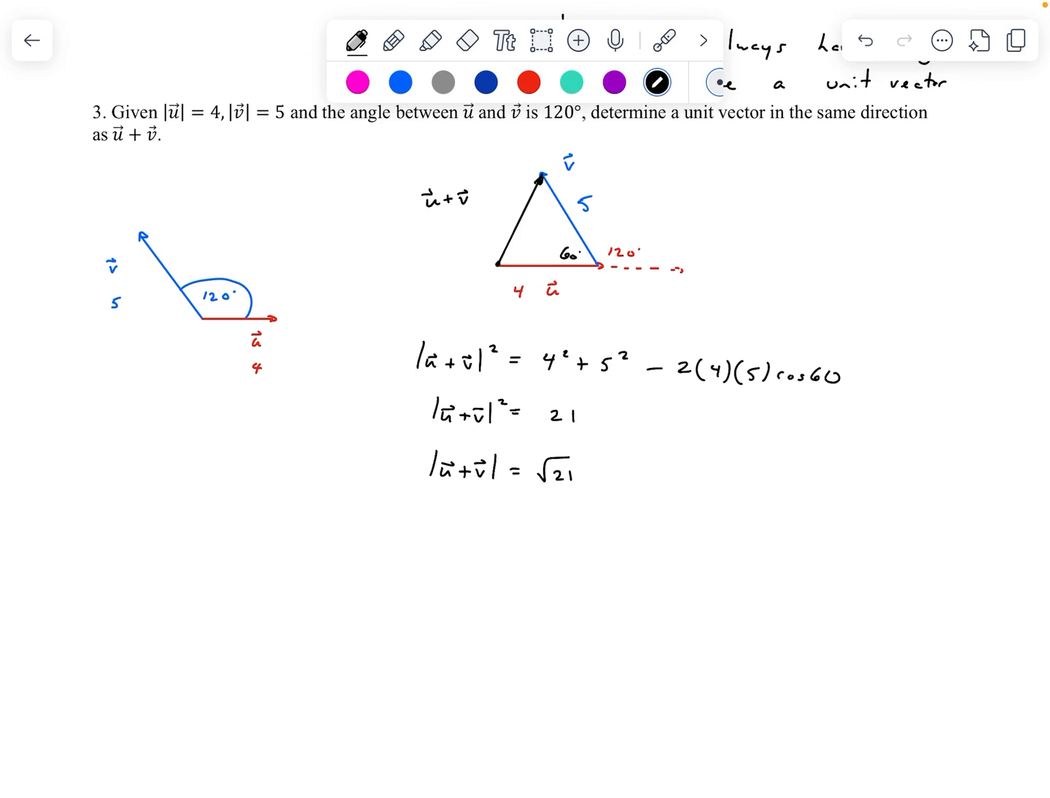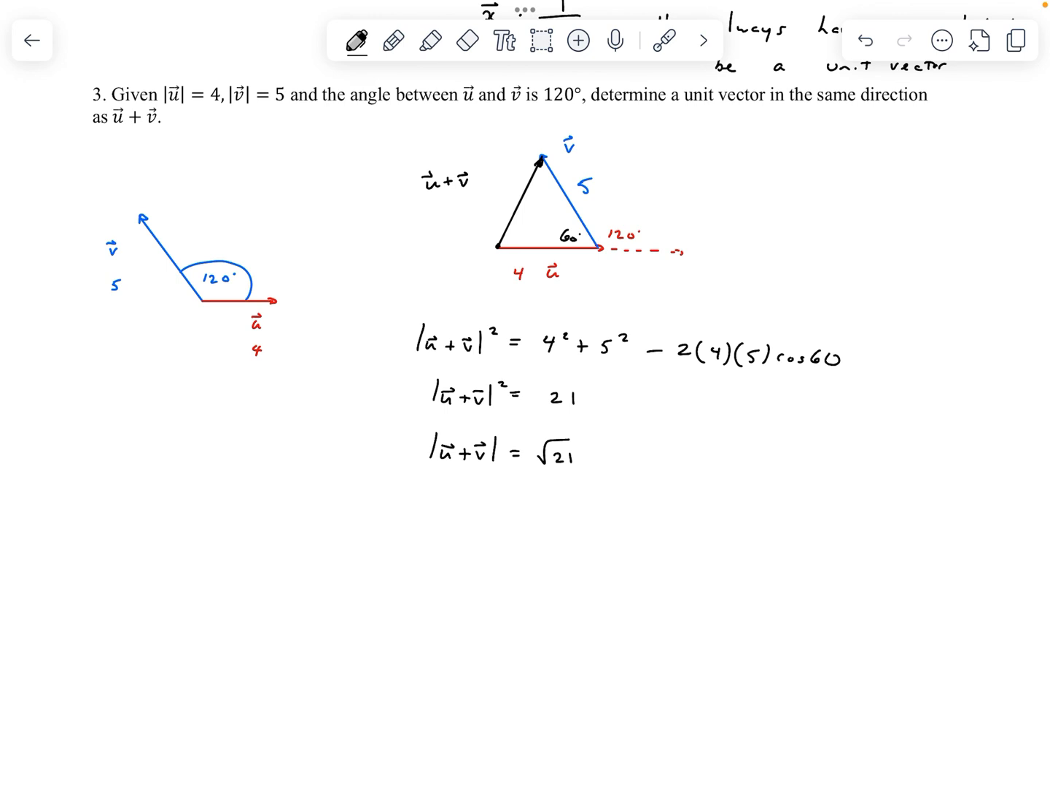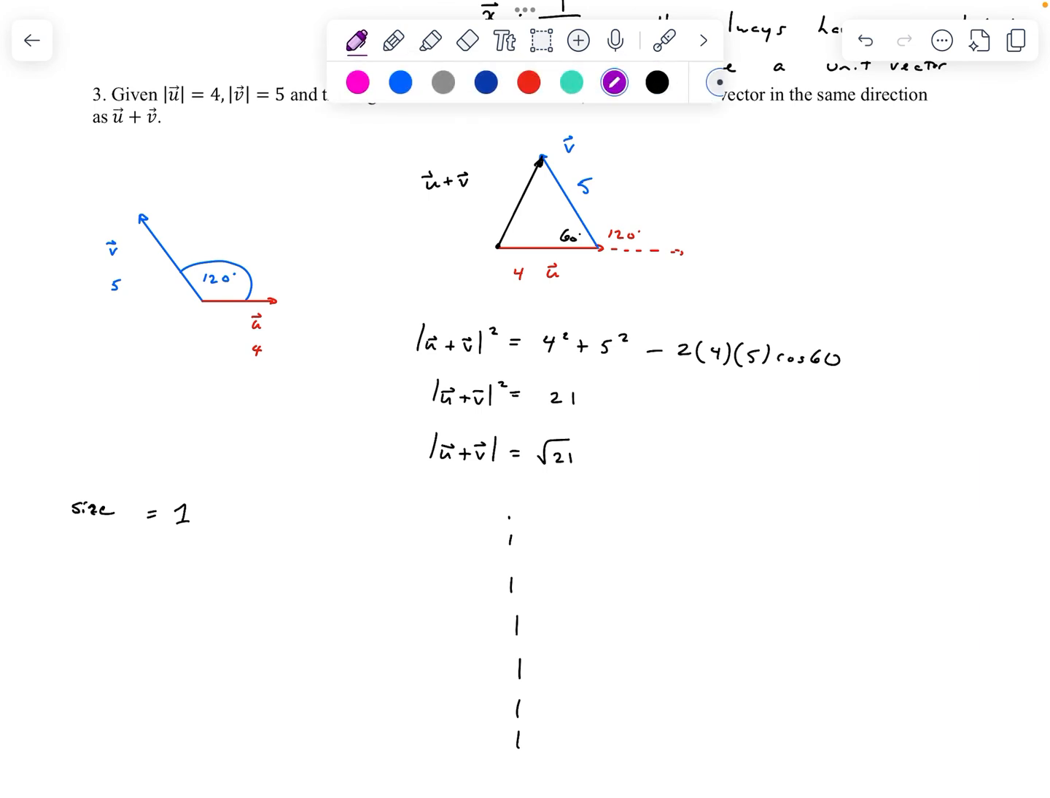Now, two ways I can answer this question. I need a size and I need a direction. Well, the size of my answer, the question said find a unit vector. So my answer is going to be 1. It's asking me to find a vector that is 1 unit in this direction. So my answer is going to be 1 unit long. But what direction is it going to be?